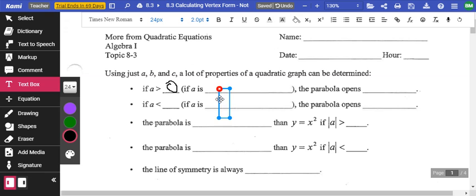Let's go to the right spot. There we go. Positive. Oh. I love technology sometimes. Okay.